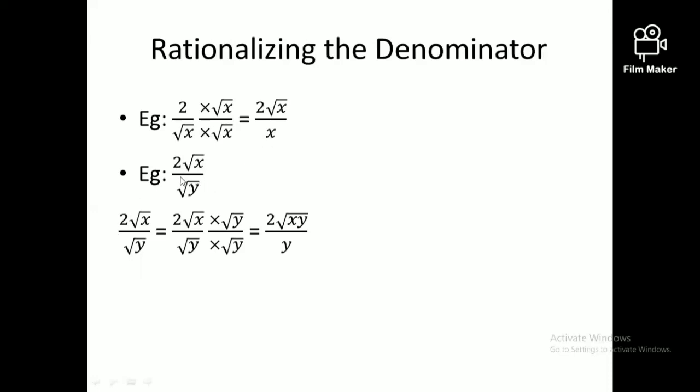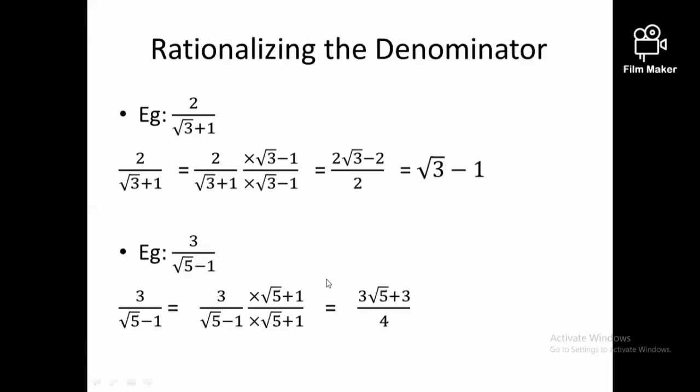Then if you come to this example, 2 root x over root y, you have to multiply both numerator and denominator of this fraction by root y, because the denominator is root y. Then 2 into root x into root y, you can multiply these two terms: square root of xy. Simply, if you multiply terms inside the square root, you can just multiply them together. Root y into root y is how much, children? That is y. The same operation that you have used. So your final answer would be 2 root xy divided by y.